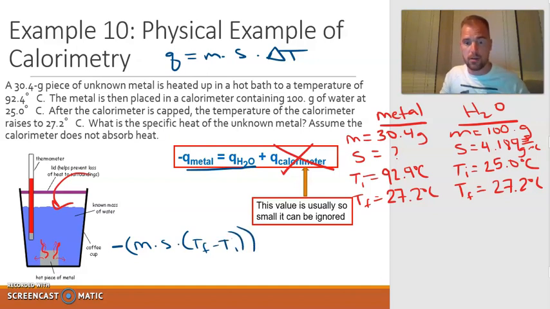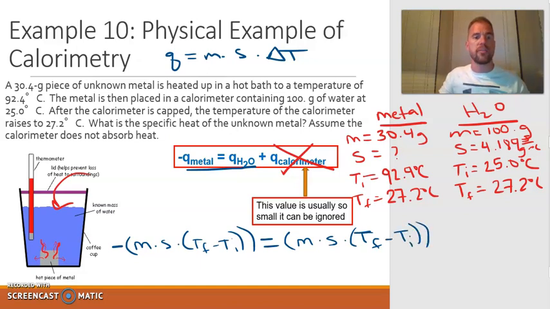Now that's all for the metal, equal, what's Q over here for the water? Well, Q also is m times s times delta T, which is T final minus T initial. The thing is though, everything on the left side is for the metal, and everything on the right side is all for the water. So it's going to look a little wonky and a little crazy, but just take it slow.